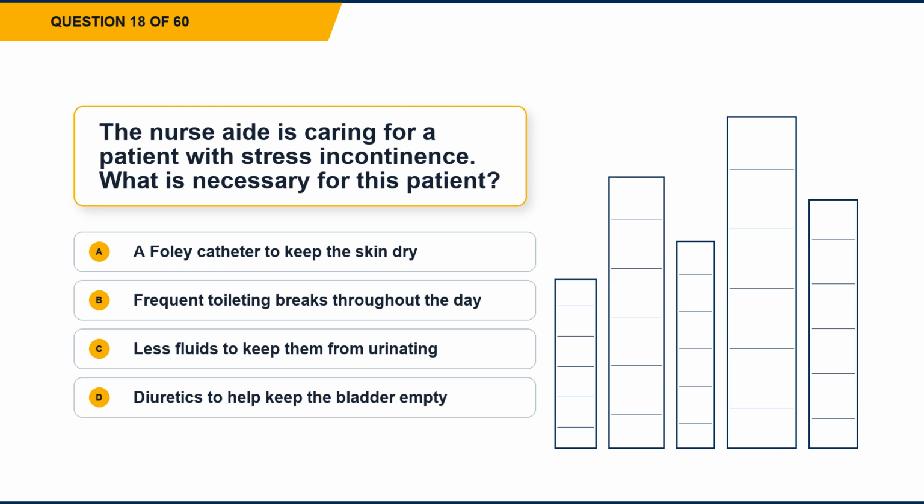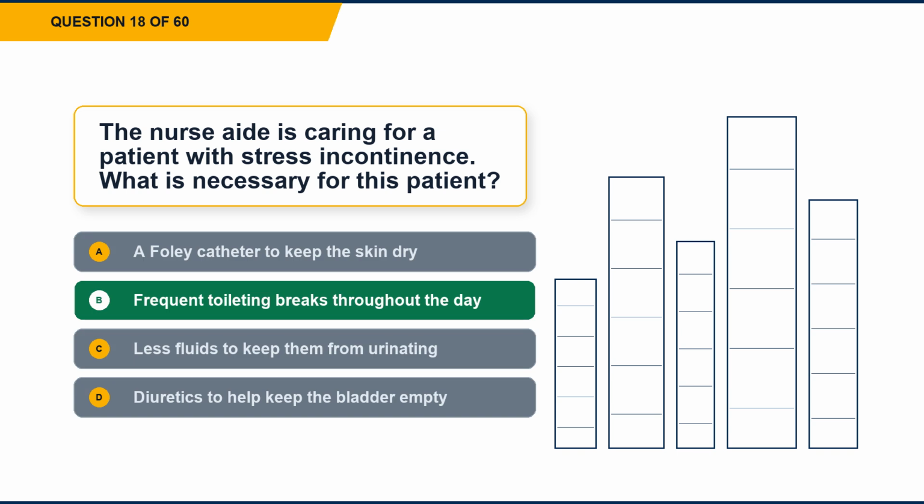Question 18. The nurse aide is caring for a patient with stress incontinence. What is necessary for this patient? Option A, a Foley catheter to keep the skin dry. Option B, frequent toileting breaks throughout the day. Option C, less fluids to keep them from urinating. Option D, diuretics to help keep the bladder empty.